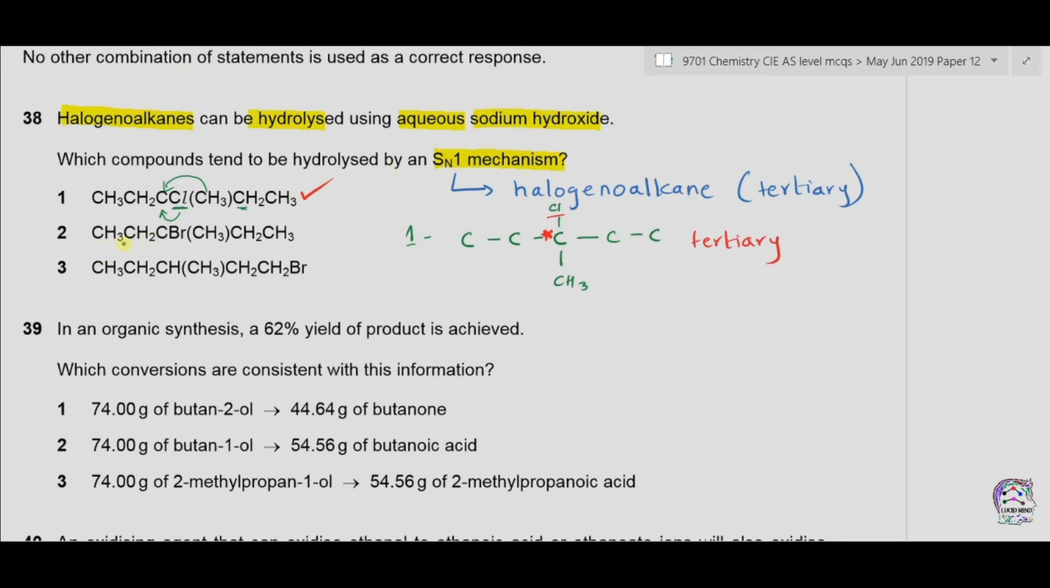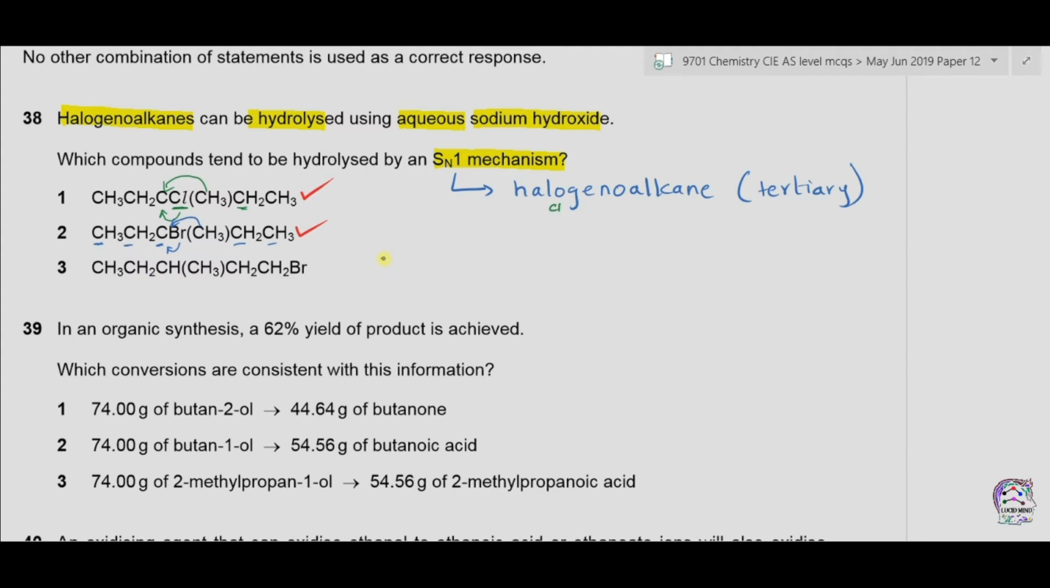Now let's draw the second one. We have 1 carbon, 2 carbons, 3 carbons, and with the third carbon bromine is attached and CH3 is also attached. Then we have CH2 and CH3. Again we can see that the halogen is attached to this carbon atom, and this carbon is directly attached with 3 other carbon atoms. So therefore this is also tertiary halogenoalkane, and it will undergo SN1 mechanism.